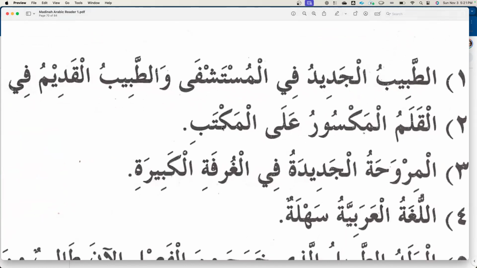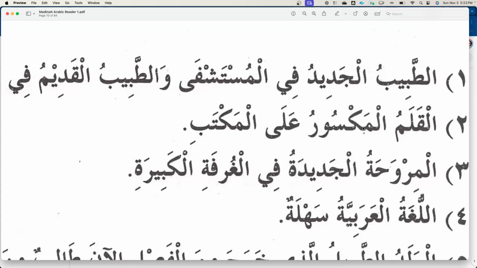على المكتب. Is on. على المكتب. Maktab is a desk. Yes. القلم المكسور على المكتب. The broken pen is on the desk.